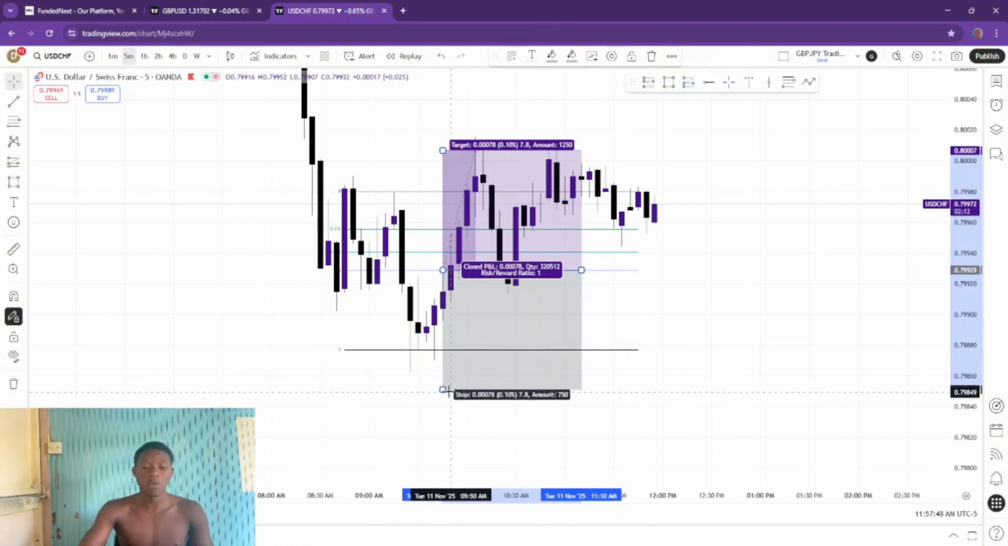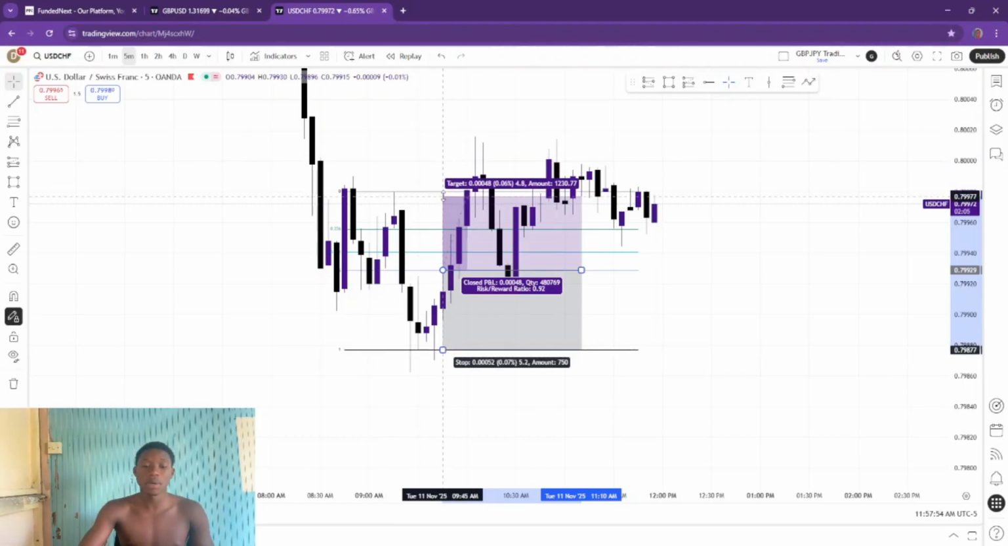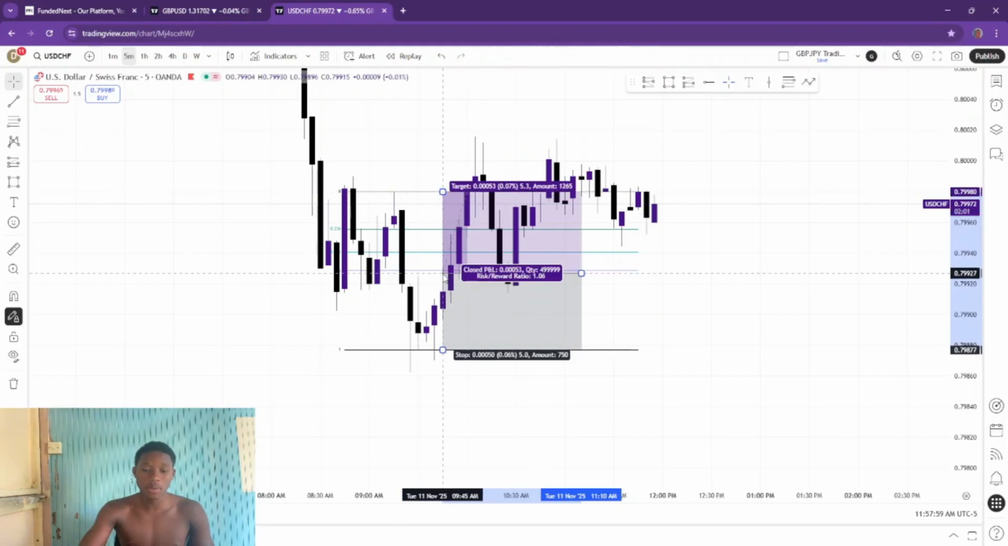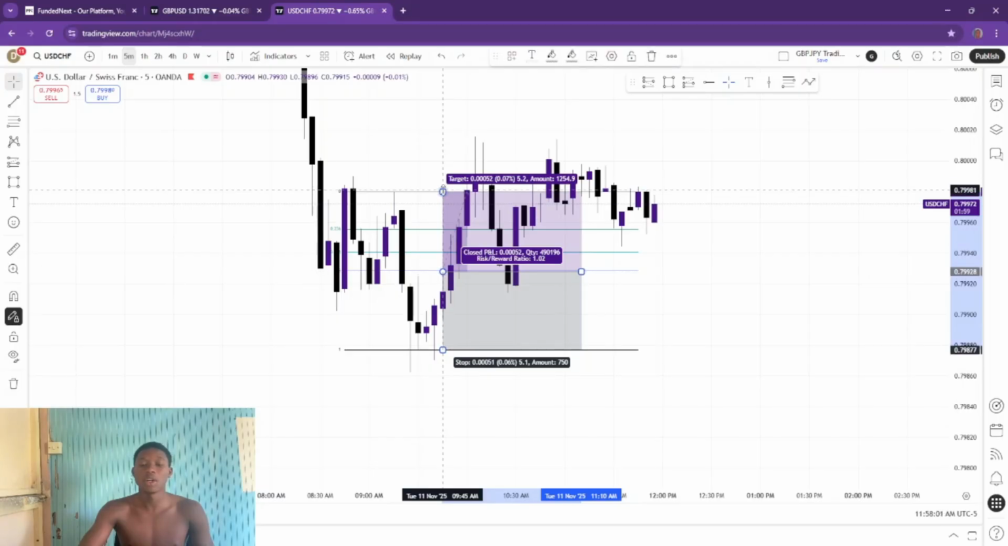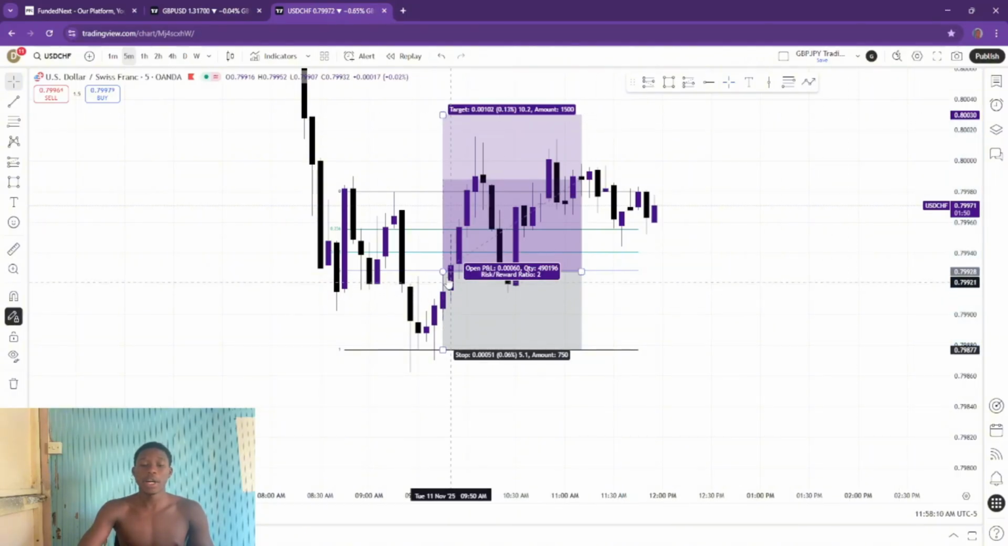Then I put my stop loss right there at the bottom of the trend leg. I put my take profit one at the top of the trend leg, going for a 1-to-1. That's supposed to be a 1-to-1. And then I put my take profit two at 1-to-2, right?